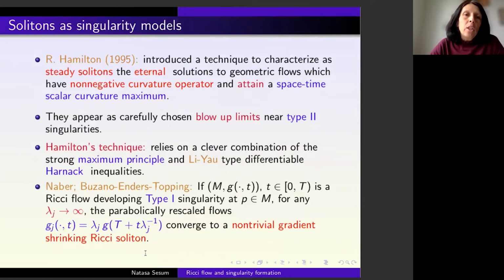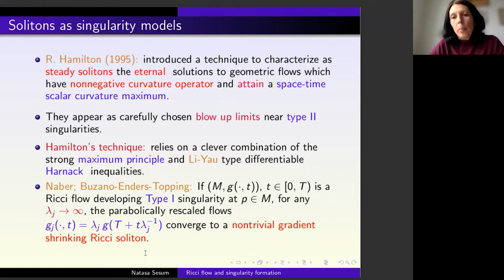And Richard Hamilton introduced a technique in which he characterizes the steady solitons, where he classifies the eternal solutions to geometric flows which have no negative curvature operator and attain a space-time scalar curvature maximum. And he proves that under these conditions, this eternal solution, which again, remember, is just a solution to the Ricci flow that exists from negative infinity to plus infinity, and in this paper he actually proves that it has to be a steady soliton.